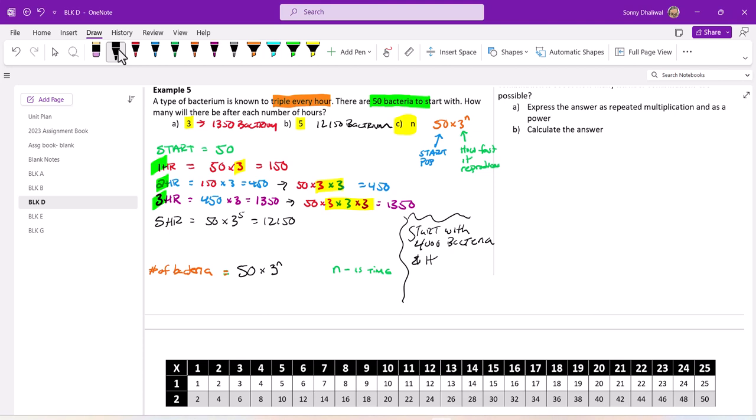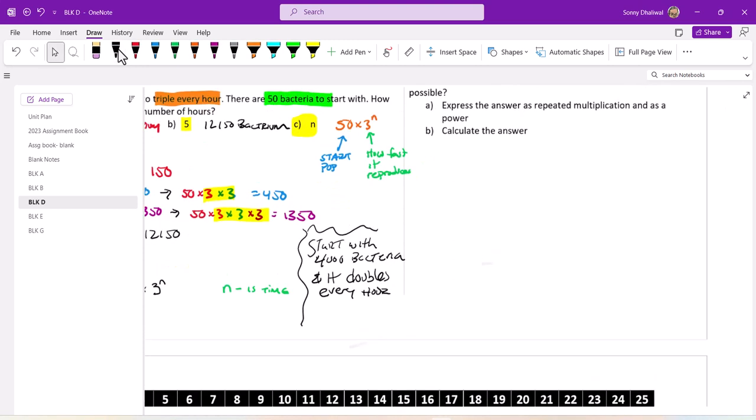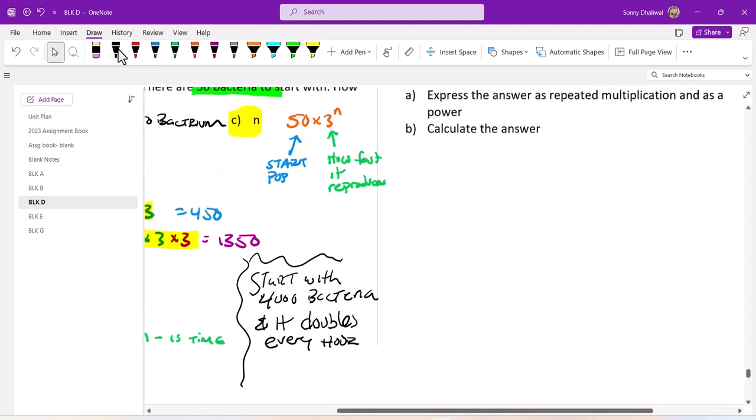And it doubles every hour. What's the formula that predicts its population? How does it look? It's going to look just like this. You're just going to put the right numbers in the right spot, right? So what would it look like? 3,000 multiplied by 2 to the exponent n.